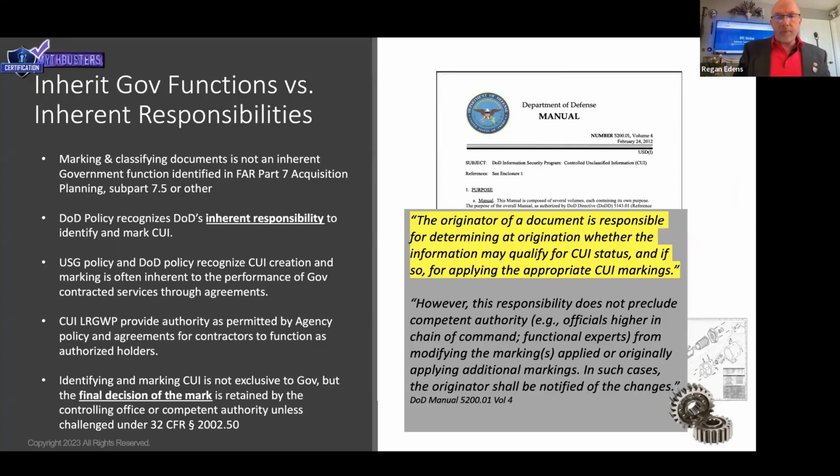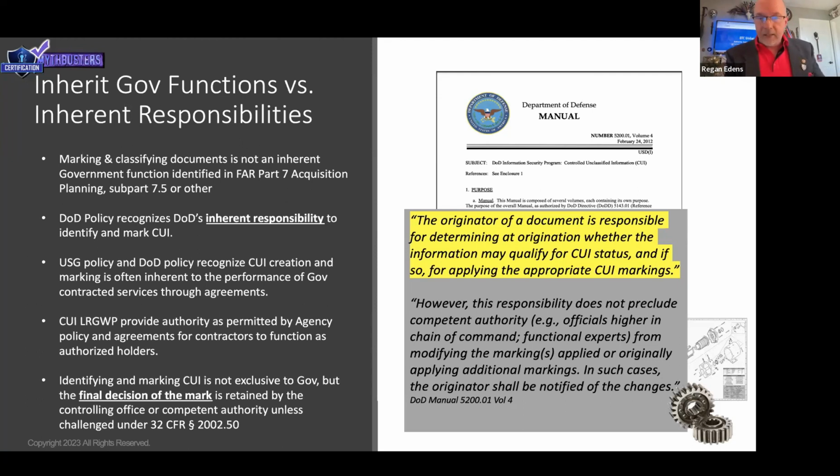Now, these labels, before we get to that, I want to talk about marking real quick, because there's a lot of misinformation about marking, and people think that it is an inherent responsibility of the DoD to mark CUI data. And that answer is that's absurd. That's not true at all. It is their inherent government function to do so, and they do so.